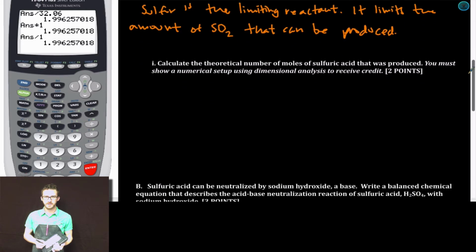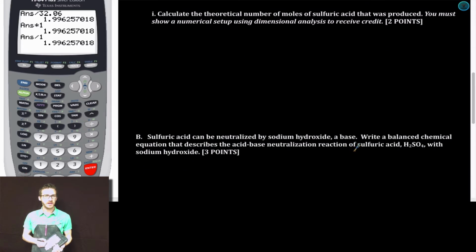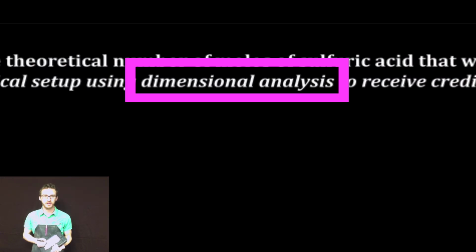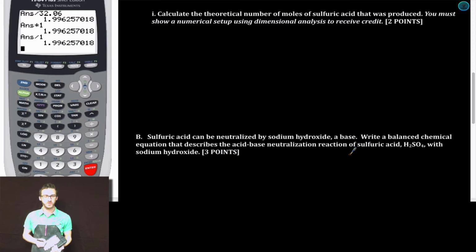Moving on, subpart I. Calculate the theoretical number of moles of sulfuric acid that was produced. You must show a numerical setup using dimensional analysis to receive credit.